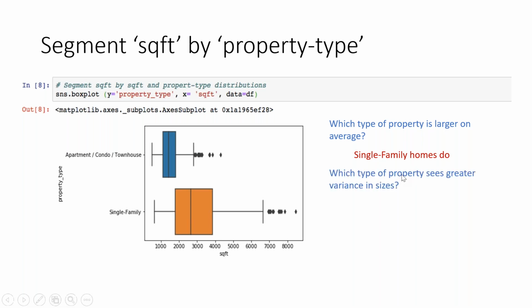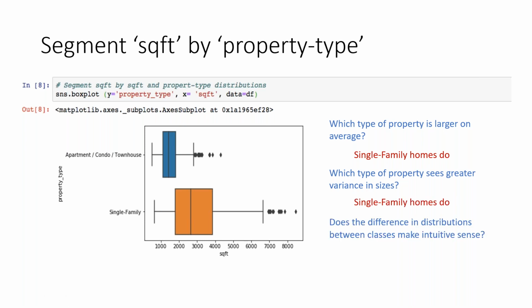Good. Which type of property sees greater variance in sizes? The distance inside the box, between Q1 and Q3, makes the area of the box, so see which has the higher area. So which type of property sees greater variance? Independent homes actually vary in size, square feet, more than apartments. Apartments start somewhere and they don't vary much. That is again common sense.